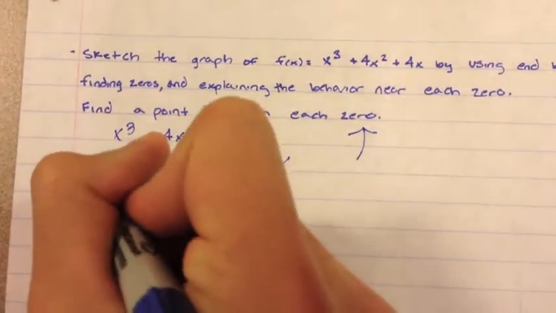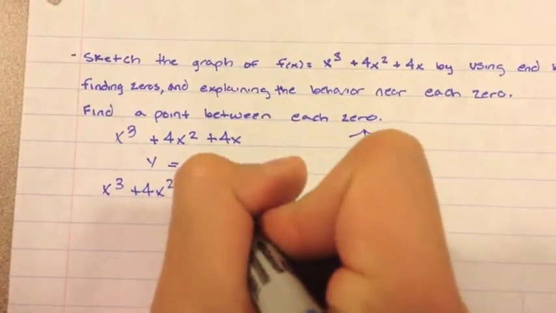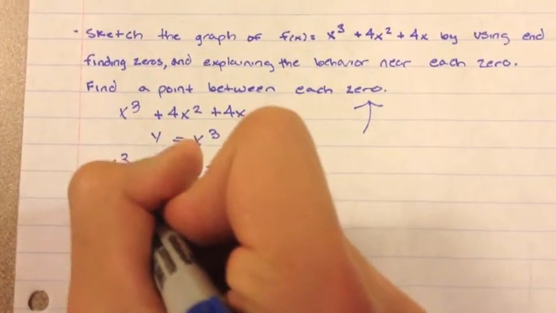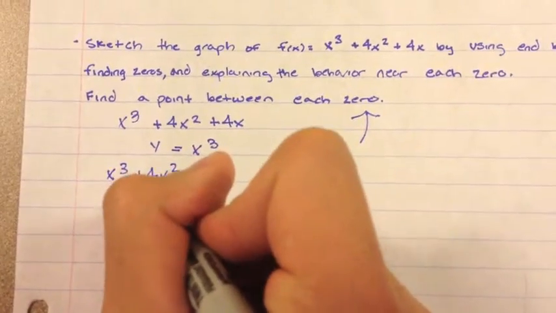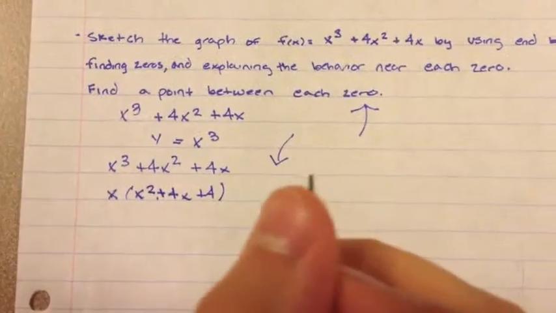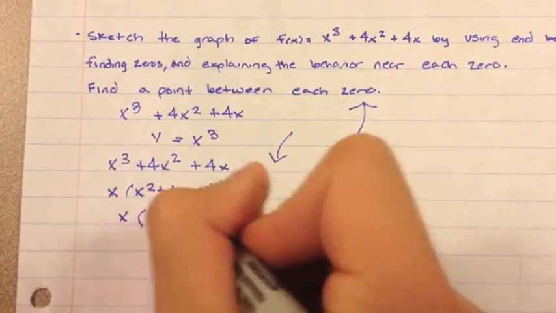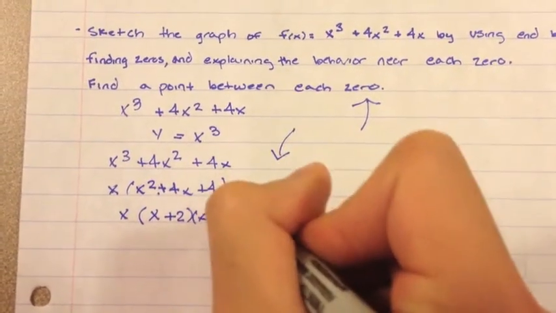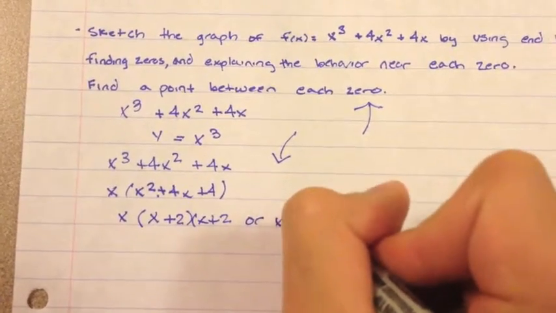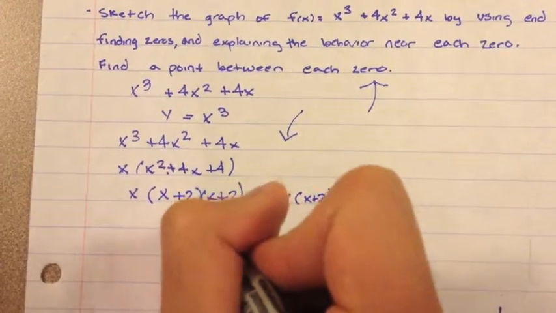And now, with the equation, what we do is just factor it, and so you can take out an x, and you're left with x squared plus 4x plus 4, and you can break that down even further to x plus 2, x plus 2, and that's also equivalent to x plus 2 squared. Our zeros are 0 and negative 2.